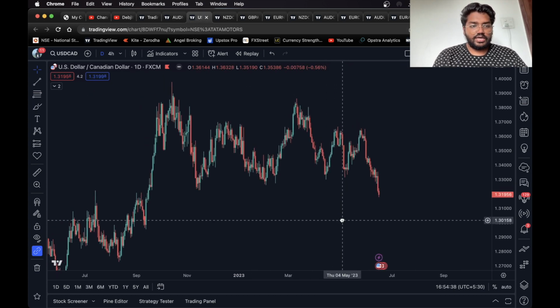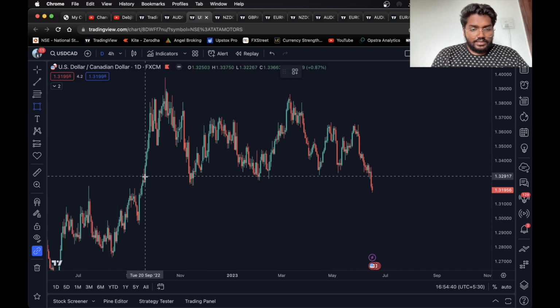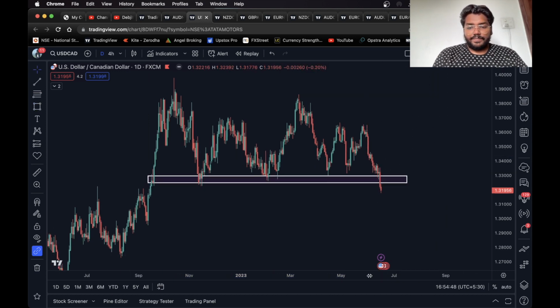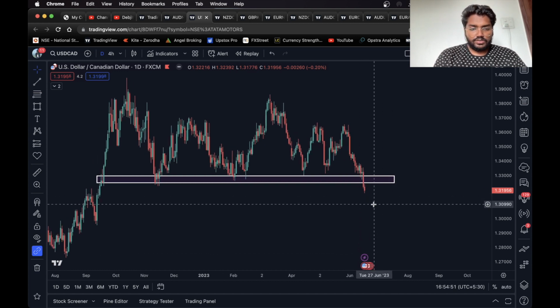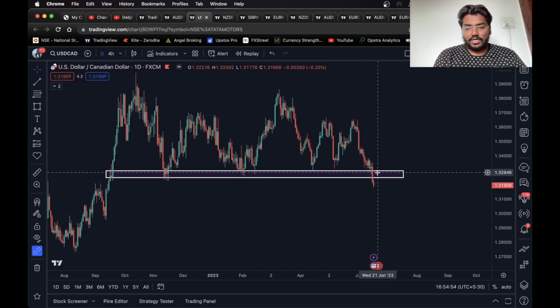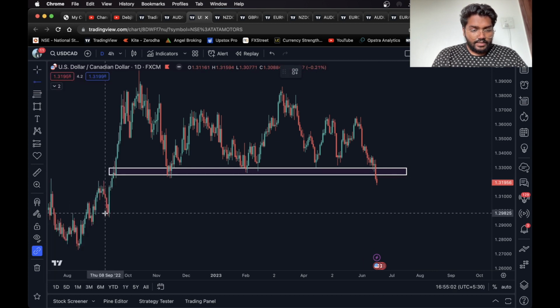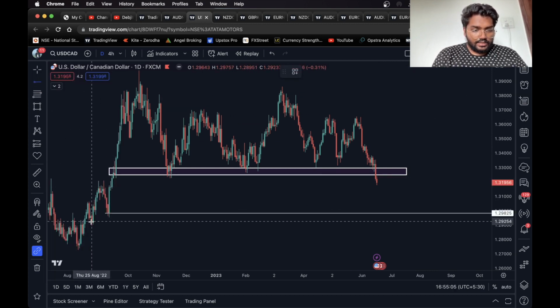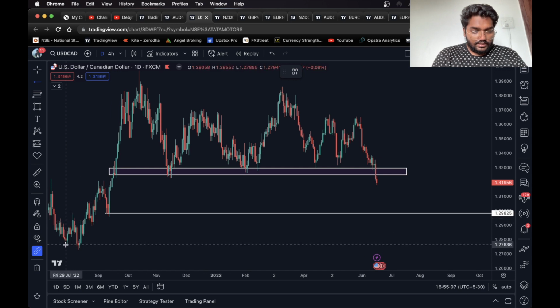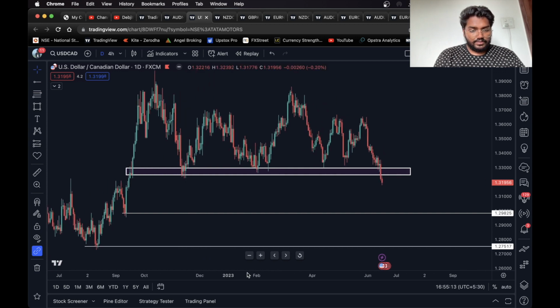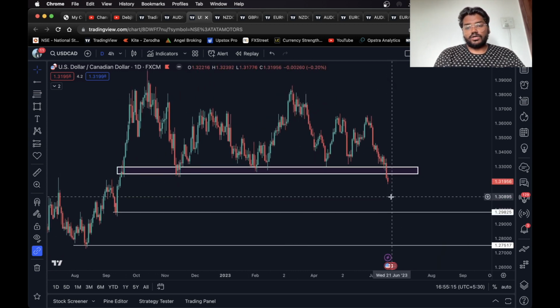Moving on to the next one, we have USD and CAD. I'll just draw a level over here. As you can see, the pair has already given a breakdown over here. So you can just wait for a retest. Once it takes the retest and it falls down, a short trade can be taken. You can consider this as the first target. You can consider this as your final target. So these two can be your short targets.